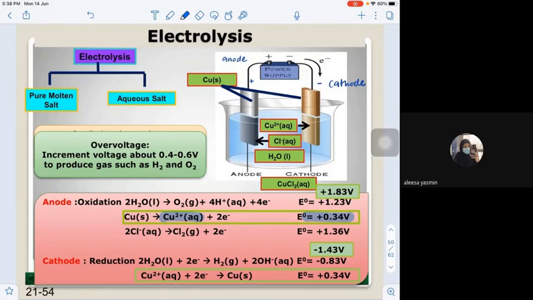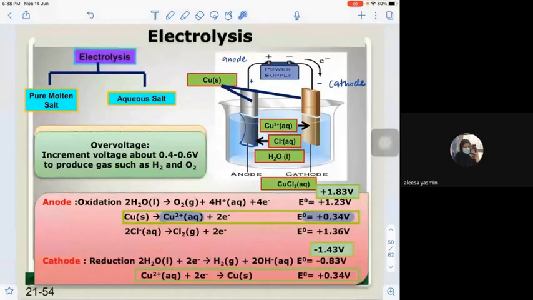That is why the product at the anode will be the Cu2+ ion. Copper will be oxidized, so we will observe that the copper electrode here will become thinner, because the copper solid turns to the Cu2+ ion. Okay, that completes the anode.